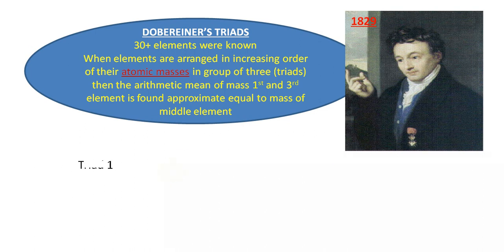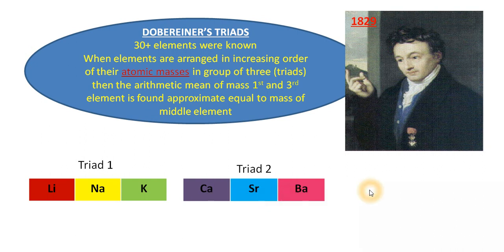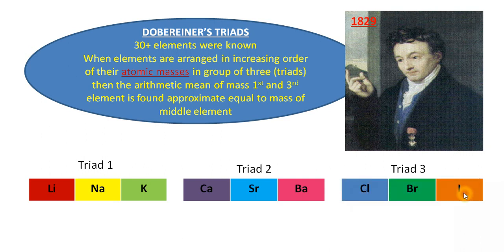So he made triads. The first triad was LiNaK. What is LiNaK? Lithium, sodium, and potassium. Then he made a second triad, that was calcium, strontium, barium, and the third triad was chlorine, bromine, and iodine. Now see, you just remember this one triad, that is enough.